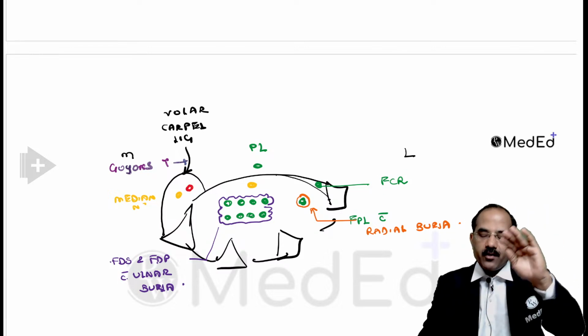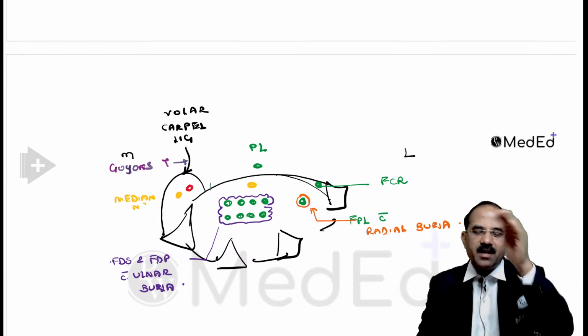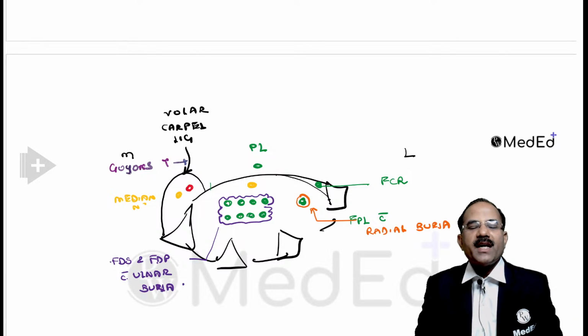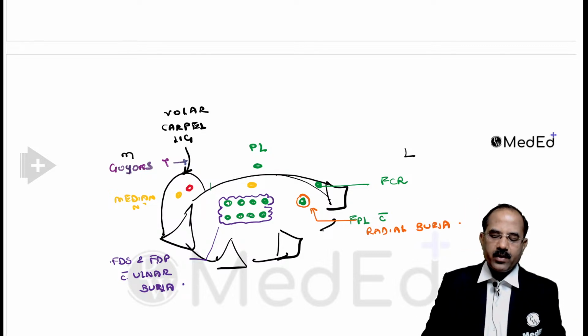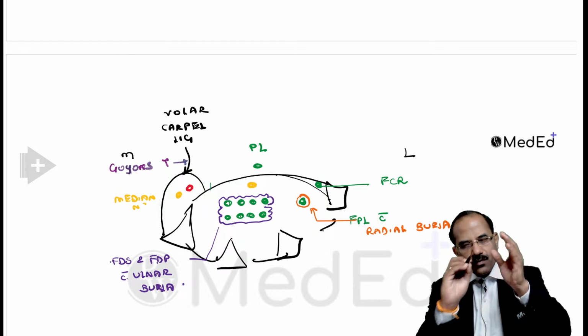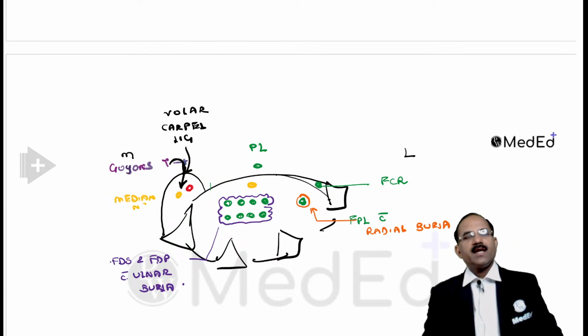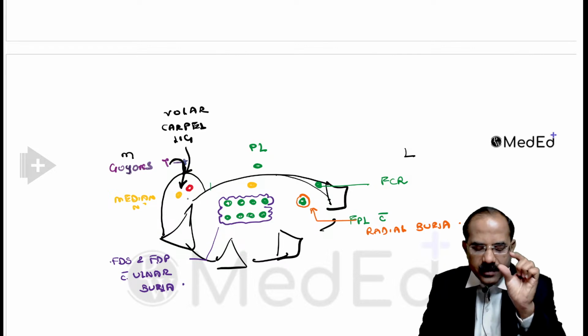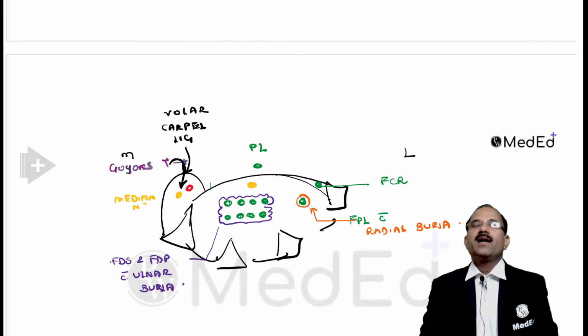Similarly, the flexor retinaculum gives an extension on the medial aspect. There's a small extension on the medial aspect. What is that known as? The volar carpal ligament. And between the volar carpal ligament and the flexor retinaculum, the tunnel that forms, what is this tunnel known as? The Guyon's tunnel. We call it Guyon's tunnel.